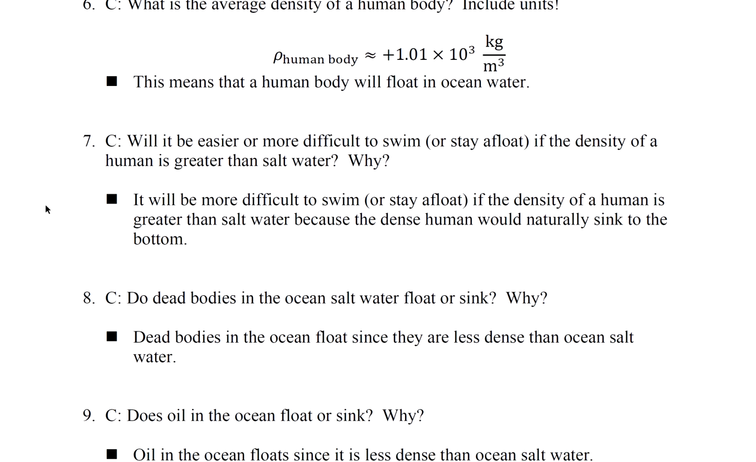Question 7. Will it be easier or more difficult to swim or stay afloat if the density of a human is greater than salt water? Why? It will be more difficult if the density of a human is greater than salt water because a dense human would naturally sink to the bottom. So thankfully our density is less than salt water.